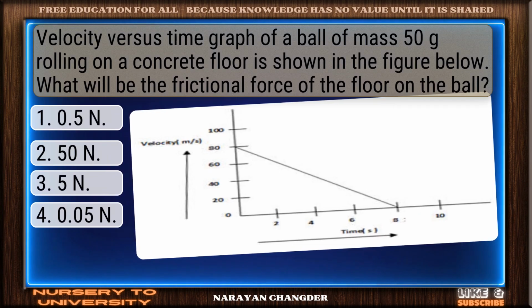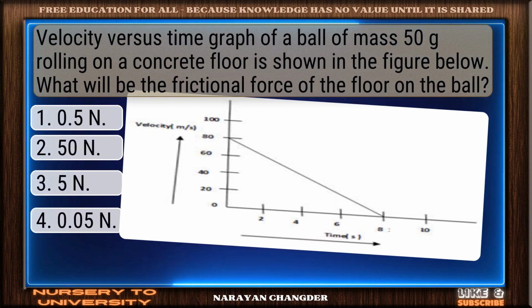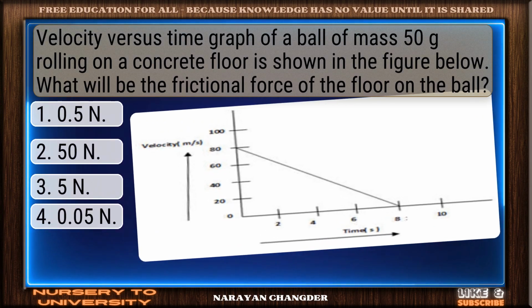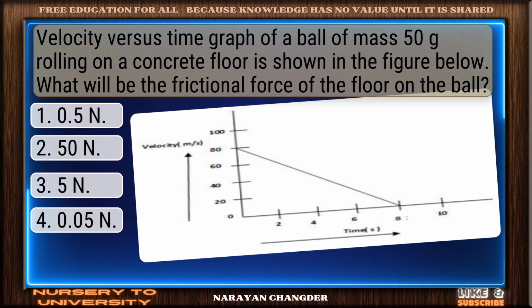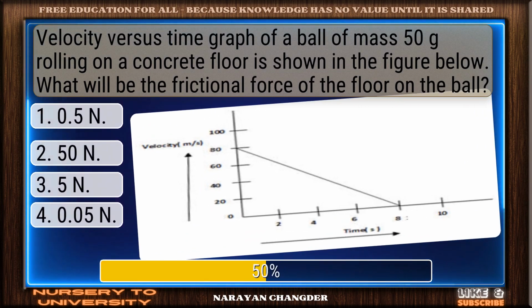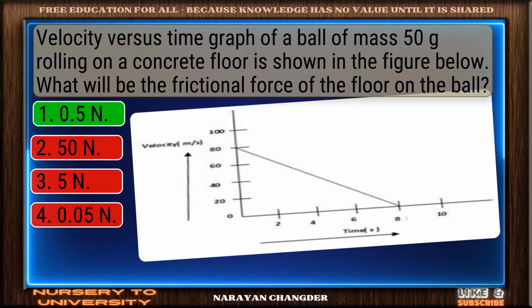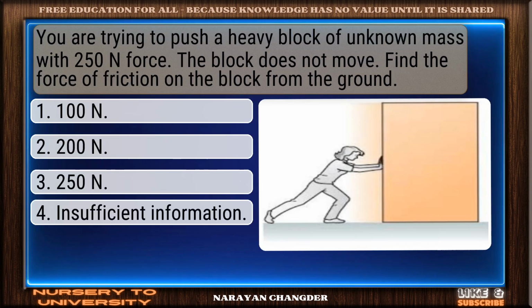Question number 3. The velocity versus time graph of a ball of mass 50 g rolling on a concrete floor is shown in the figure below. What will be the frictional force of the floor on the ball? Right again. So 5-9 is a valid answer.